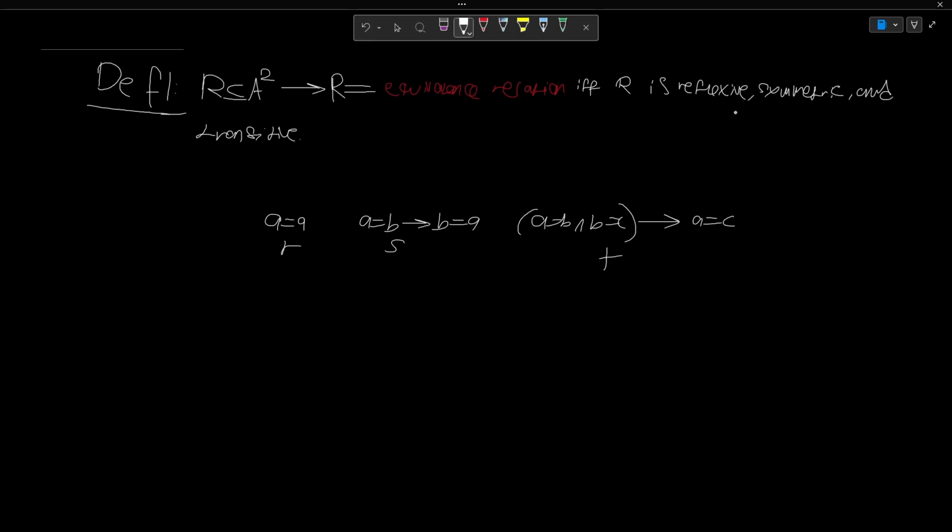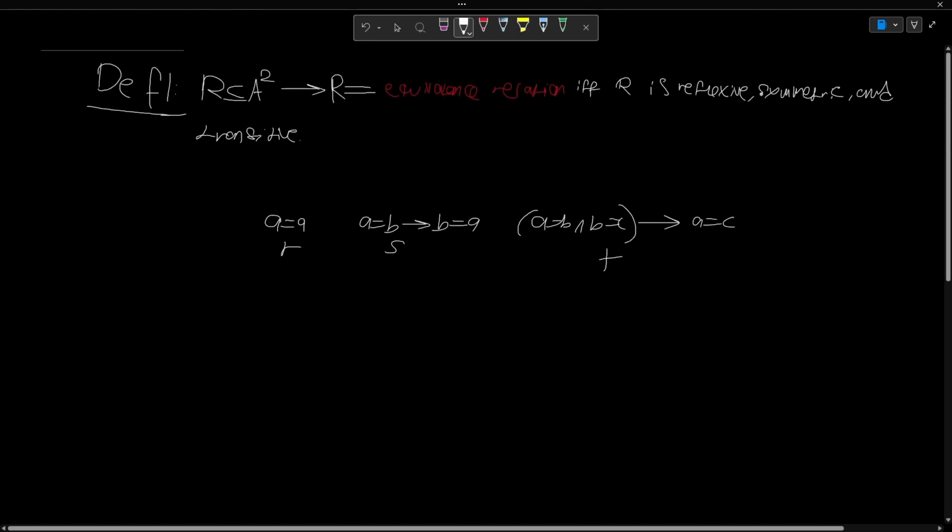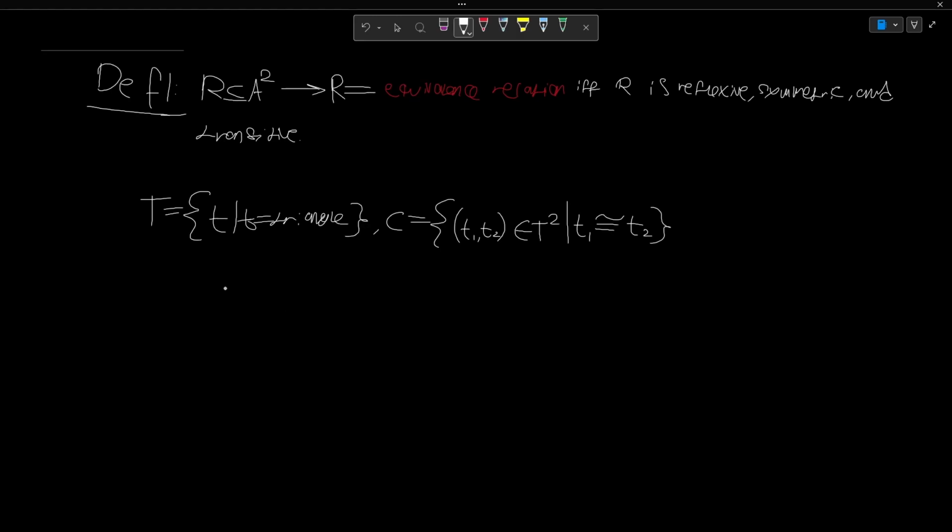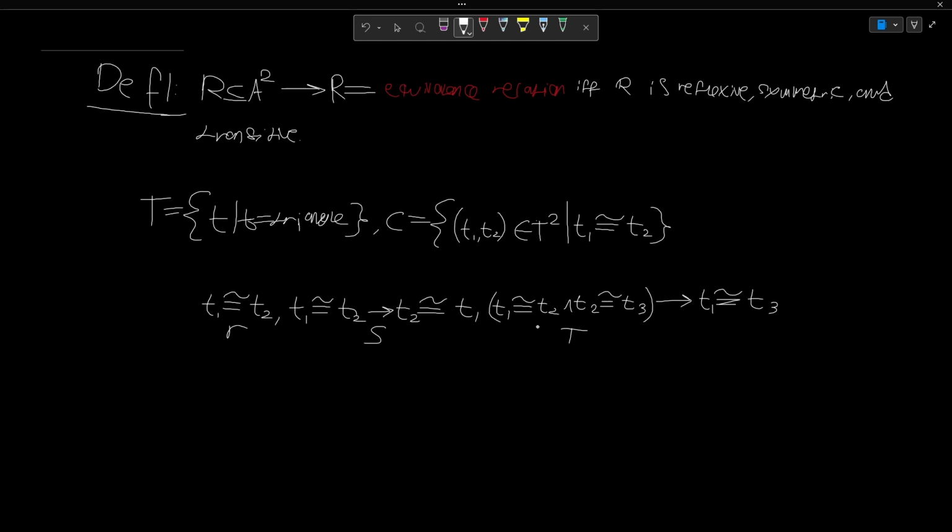You might also notice that this looks similar to the definition for an ordering relation, but instead of it being anti-symmetric, it's symmetric. So for example, if we let T be the set of all triangles and we define C to be this relation, let's call it the congruence relation, that pairs two triangles that are congruent to each other, then by the three properties of congruency, it's trivial that C here is an equivalence relation, because congruency itself is reflexive, symmetric, and transitive.